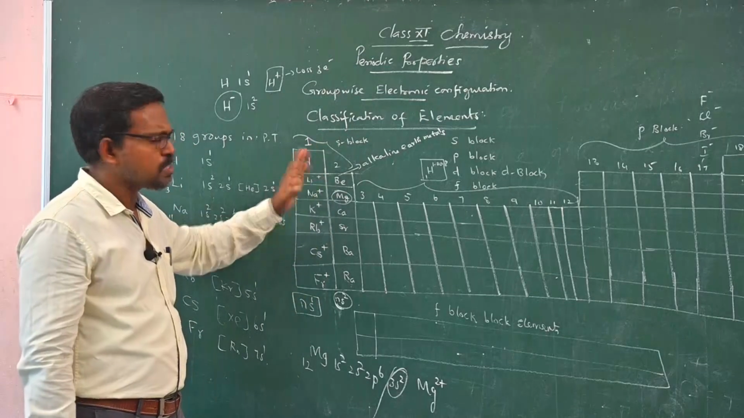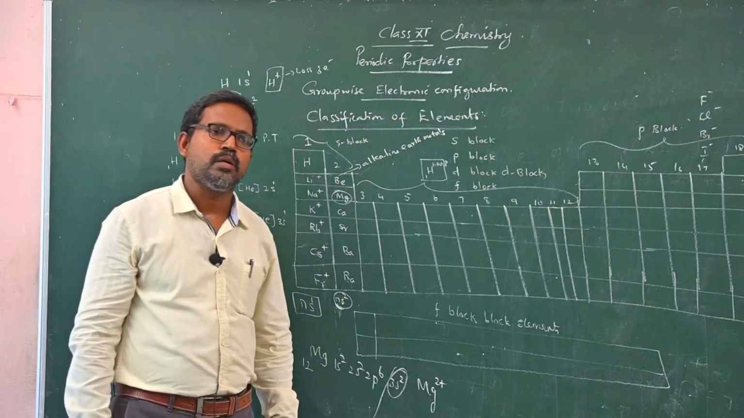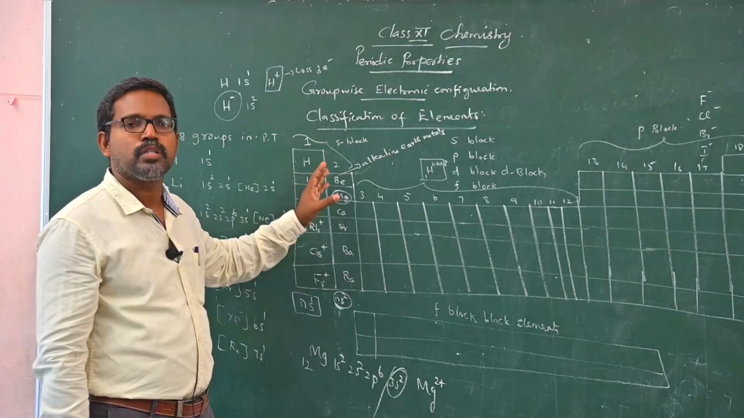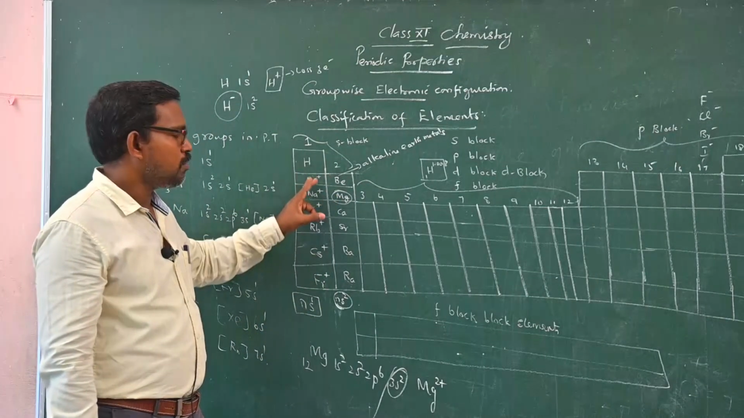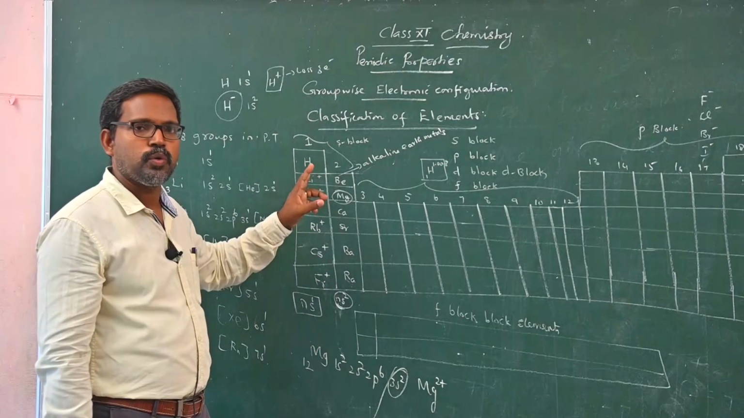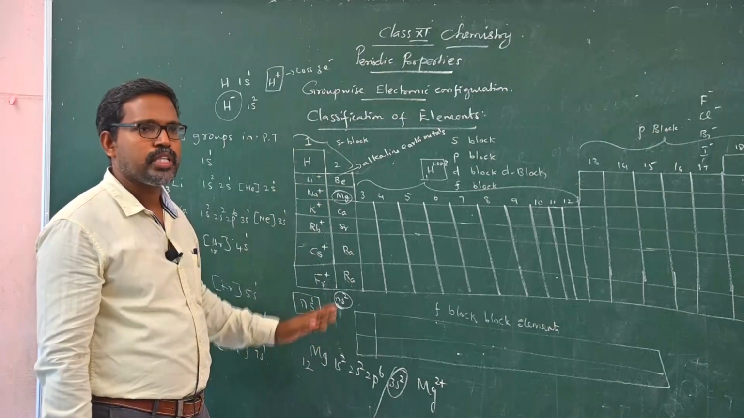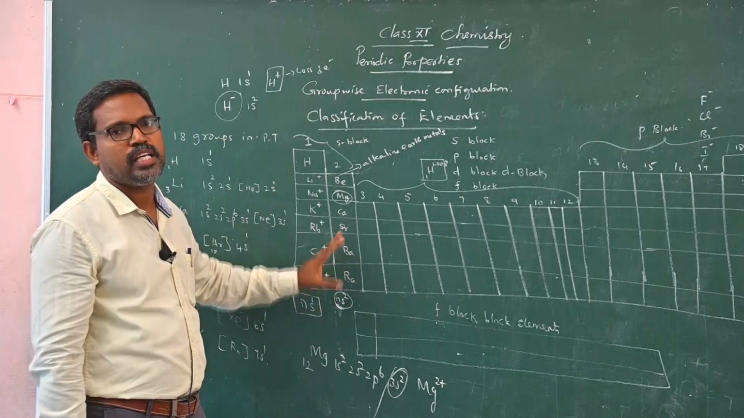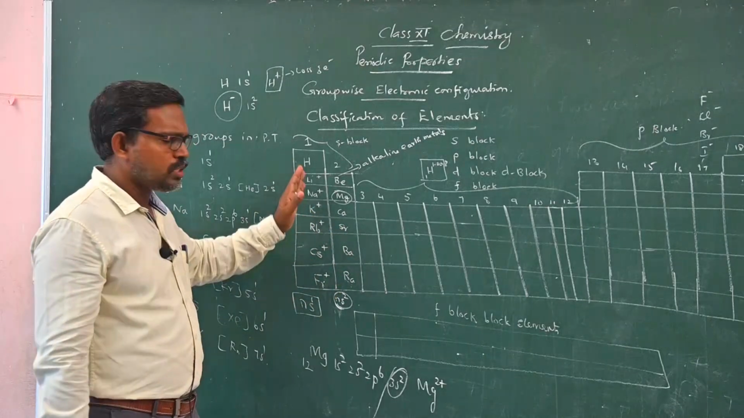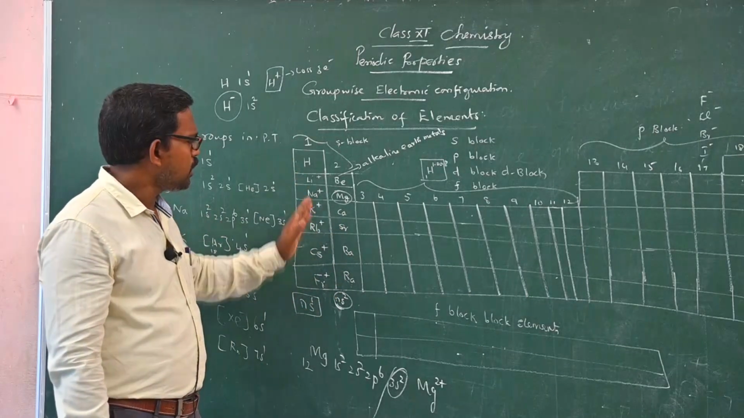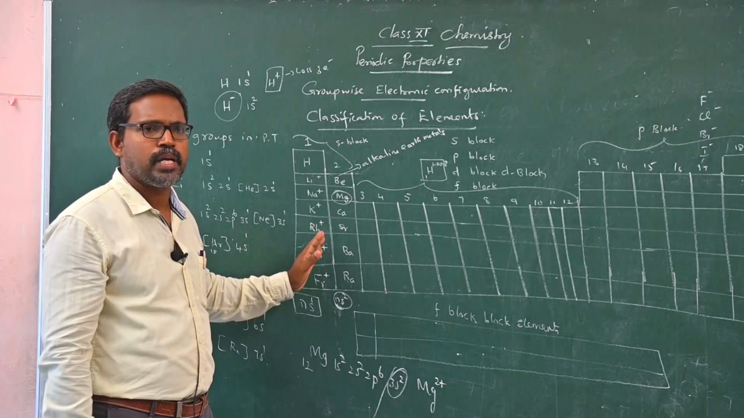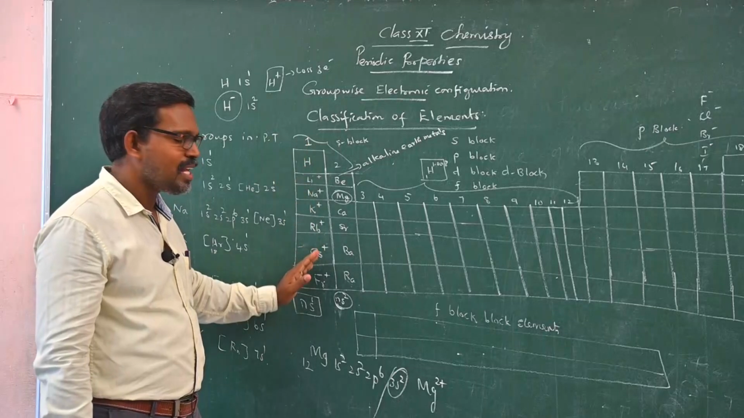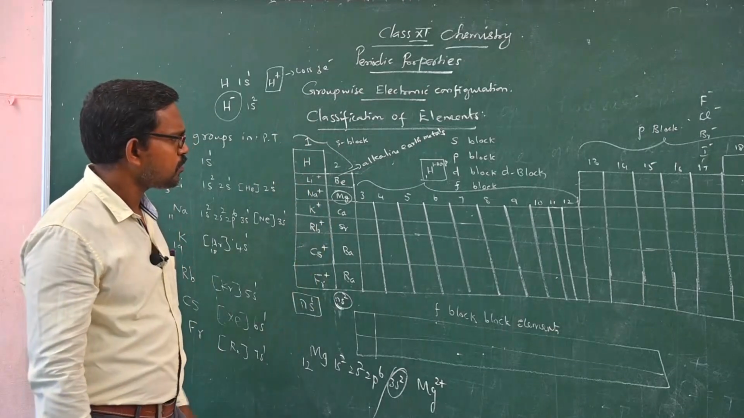So this is all about the S block elements. If a question is asked in the examination, you can write some points about the S block elements. What are the elements present in the concerned group? General electronic configuration, nature of the elements. These are highly reactive metals. And they show low ionization energy. I will explain later what ionization energy is.